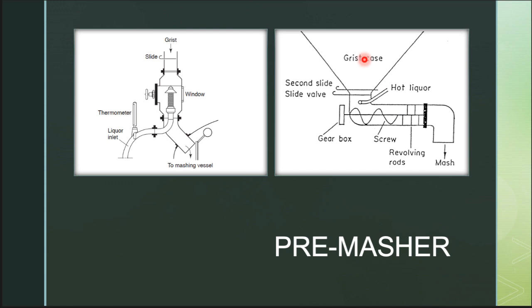As the dry grist falls into the horizontal part of the pre-masher, it is mixed with the hot liquor which is coming in from this pipe here. The wetted material is driven along the horizontal pipe by a rotating screw mixer. As it progresses, the wetted grist is mixed by a series of rotating rods. Eventually, the mash reaches the end from which a spout delivers it to the mash conversion vessel or the mash tun.